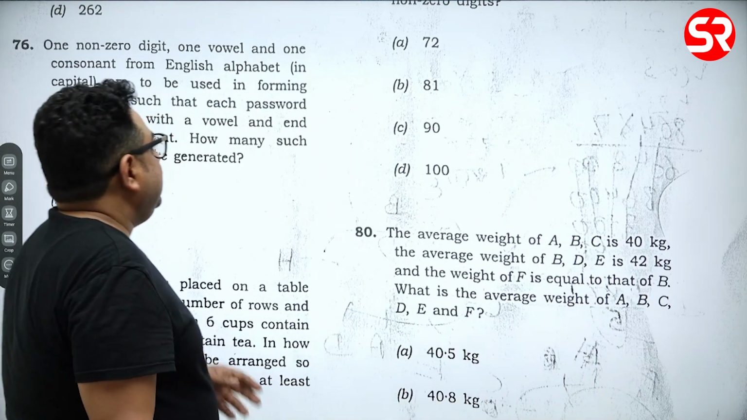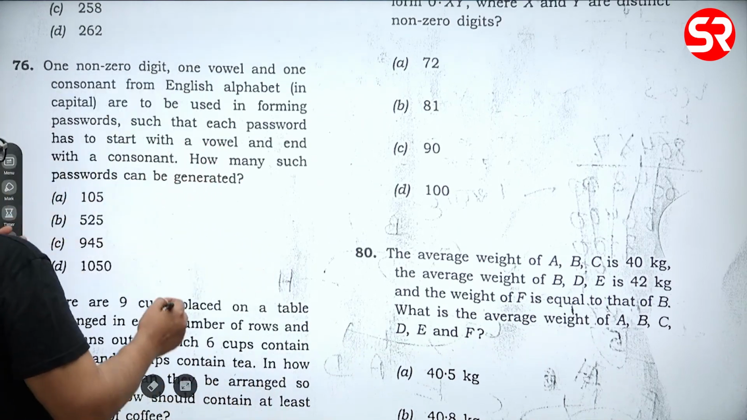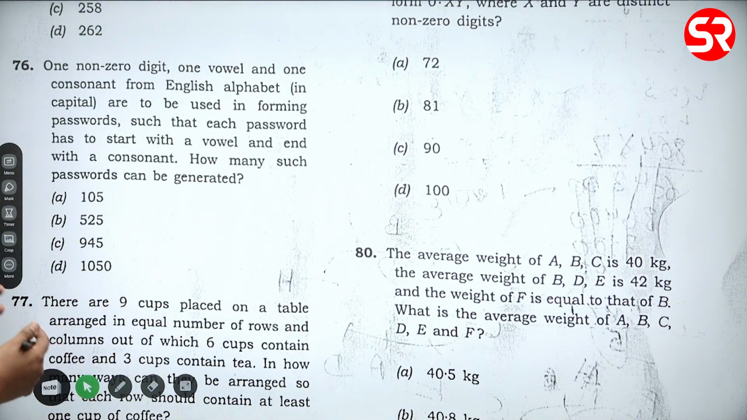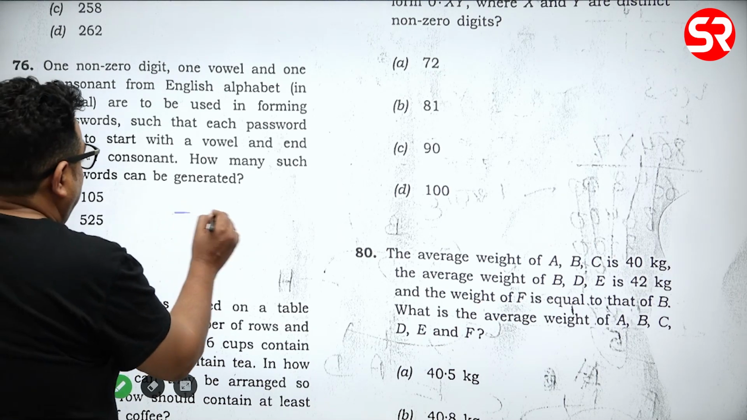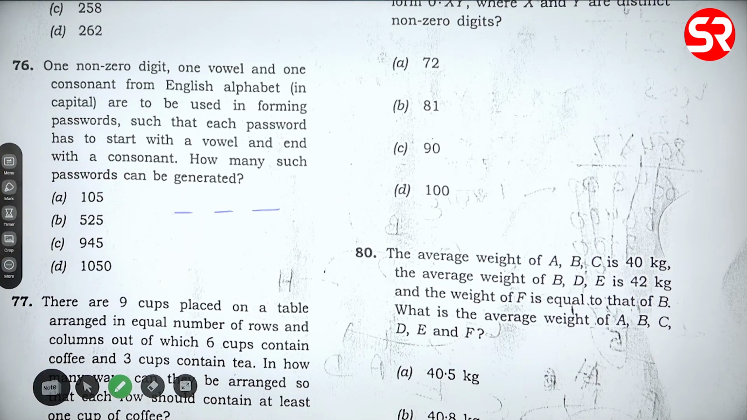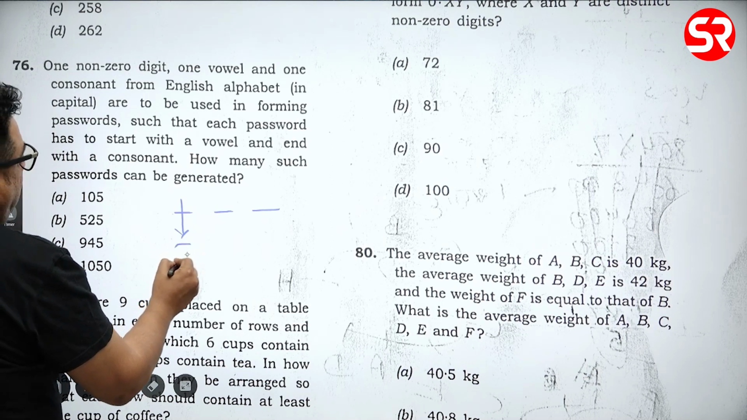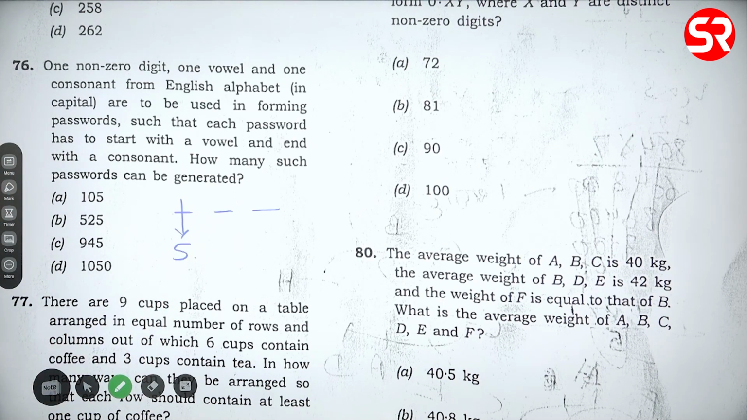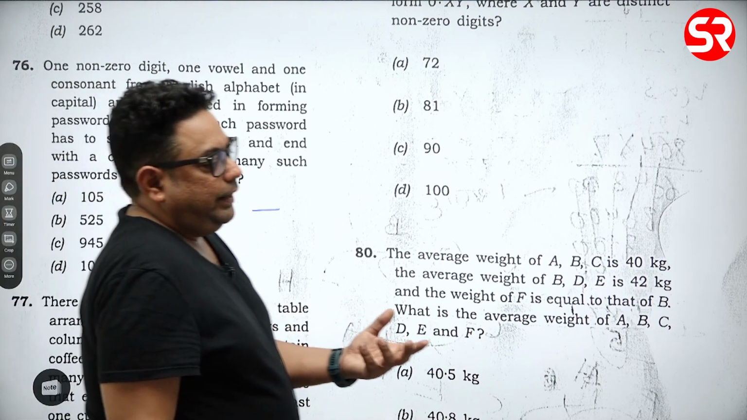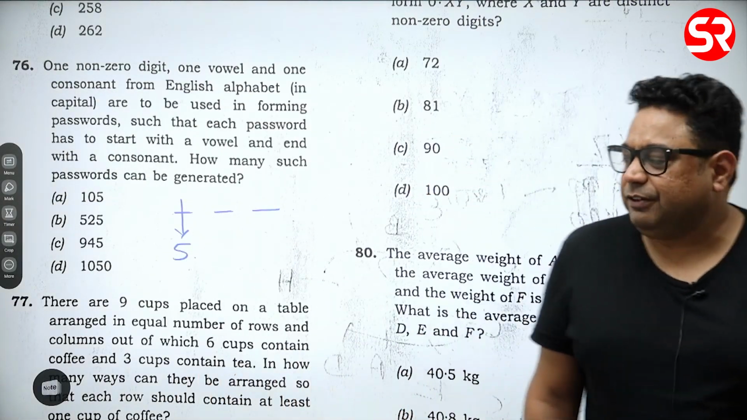Let's see. He says 1 non-zero digit, 1 vowel and 1 consonant from English alphabet in capital are to be used in forming passwords such that each password has to start with a vowel and end with a consonant, right? And how many such passwords can be generated? Come on, let's see. So he says each password has to start with the vowel. There are 5 vowels: A, E, I, O, U. So first is any 5 out of it, guys.